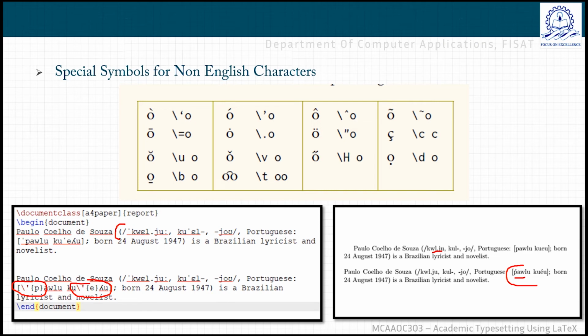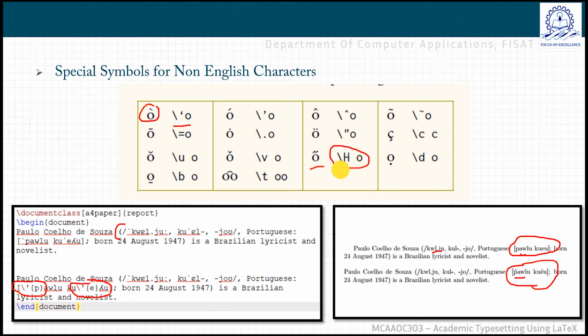So a change in the rendering happens, but you cannot see that over here because I simply copied from Wikipedia and placed it over here without using any special symbol for non-English characters. So if your document requires characters like this, you can use this particular code. If you require this particular output, you have to use this code. If your output should be like this, you can use this code in the LaTeX source file.